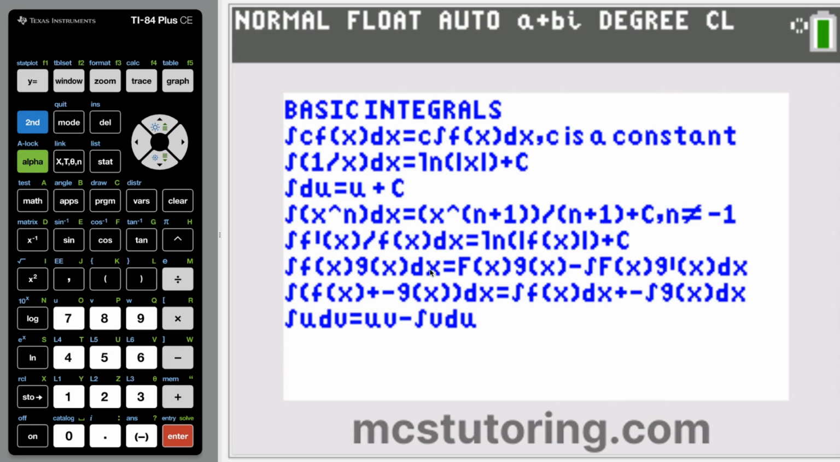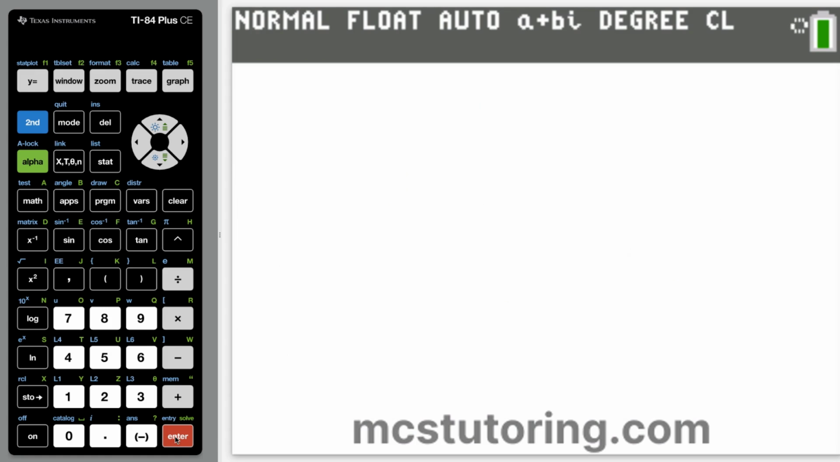Integral of f of x times g of x is big F x. Now you guys know the difference hopefully between integrals and derivatives now, but we got this going on here. And then we got the integral of f of x plus or minus g of x is going to be the integral of f of x plus or minus integral of g of x dx. And then for integration by parts, integral of u dv is uv minus integral of v du. Sorry, that's uv. My English is bad. It's my first language.